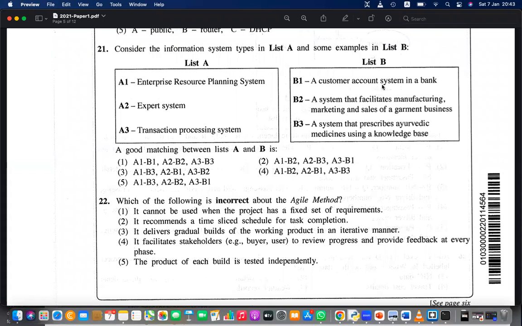Transaction processing system: a customer account system in a bank, yes, that is a TPS. Transaction processing system is basically processing daily transactions. So the system related to daily transactions is the account system in a bank. So A3, B1.